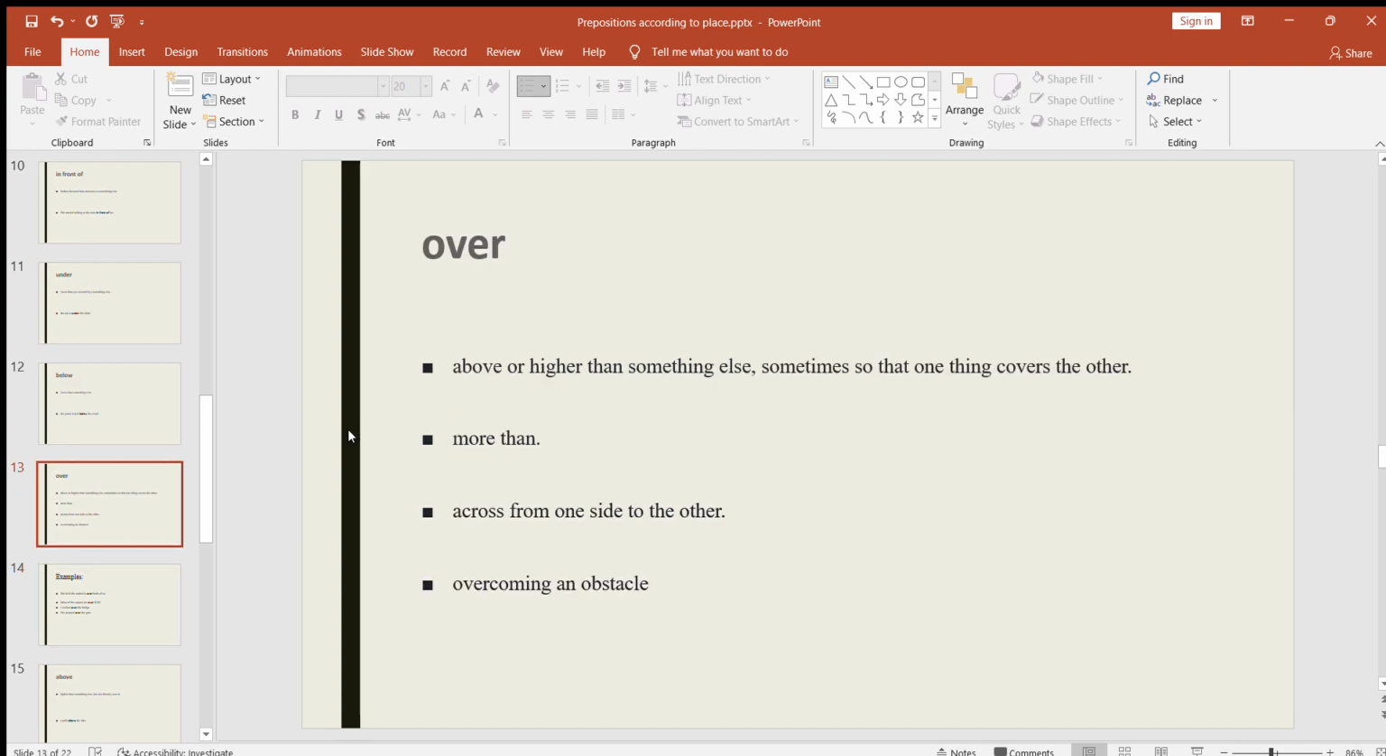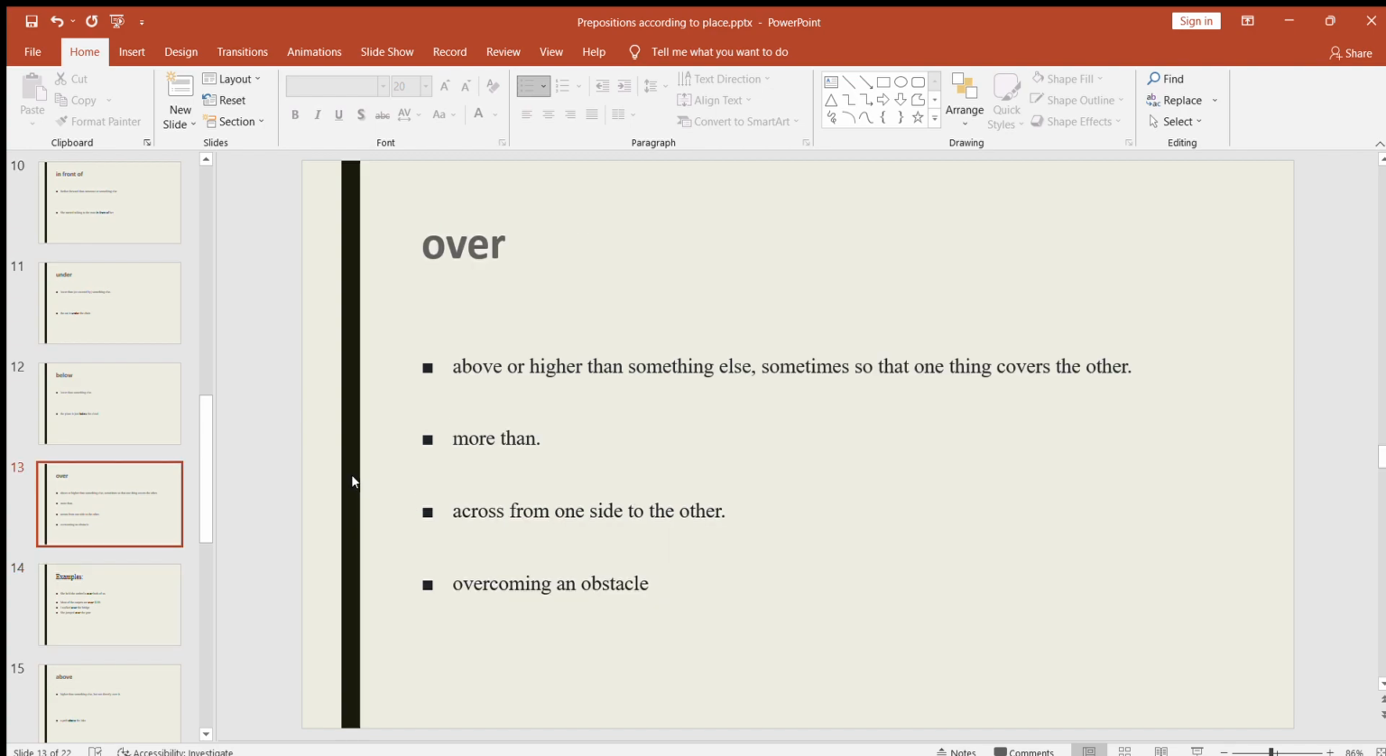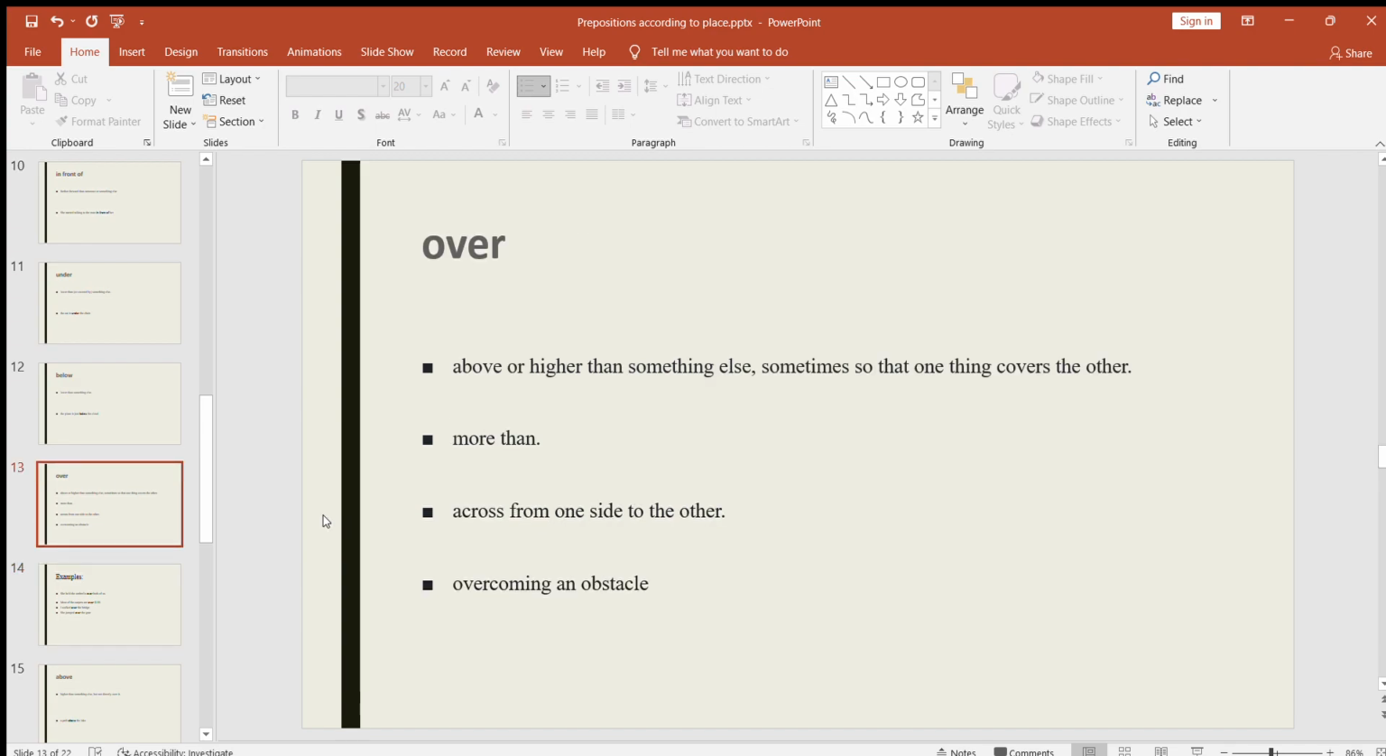Next. Across from one side to the other. I walked over the bridge. So she walked over the bridge from one side to the other. Overcoming an obstacle: she jumped over the gate. Here the gate was the obstacle and she jumped over it. So this is the use of over as a preposition.